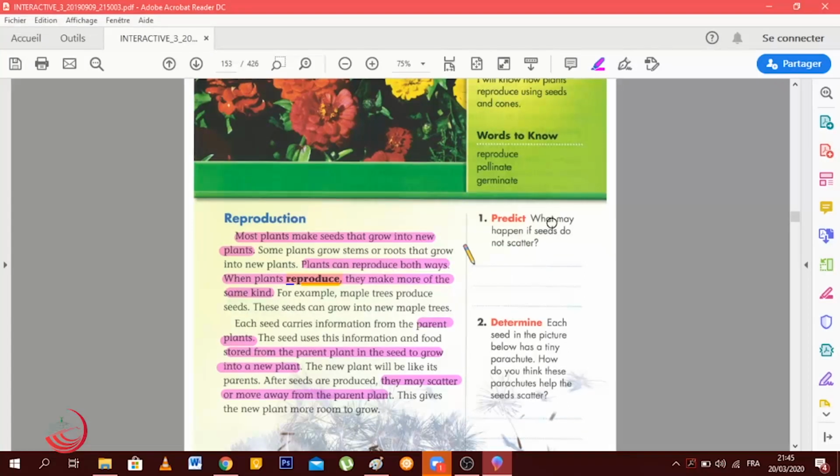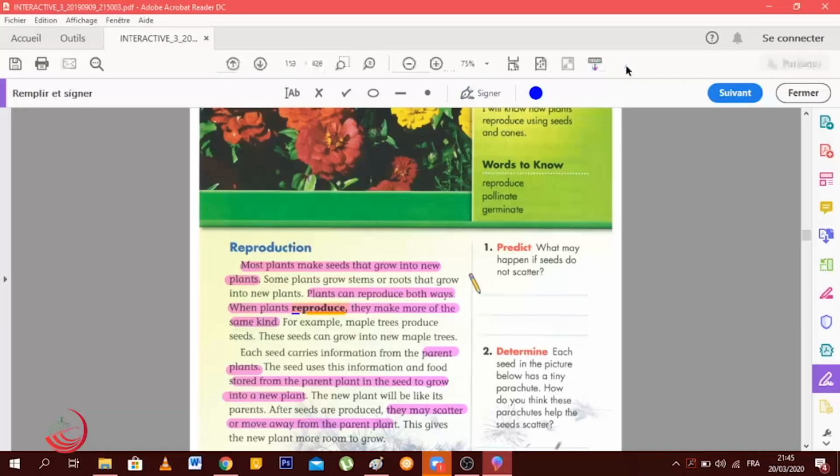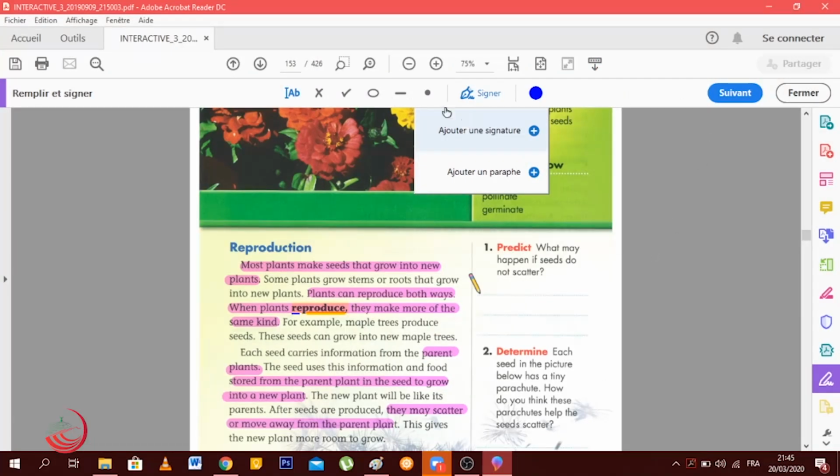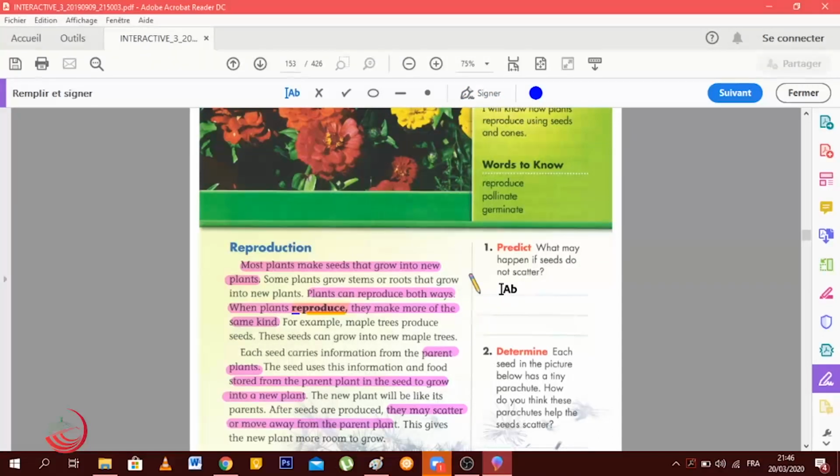Nice, good job. So let's go to number 1. Question number 1, predict. What may happen if seeds do not scatter? So if the seeds do not scatter, what may happen to them?